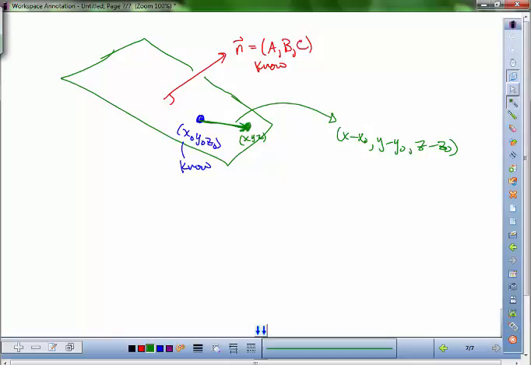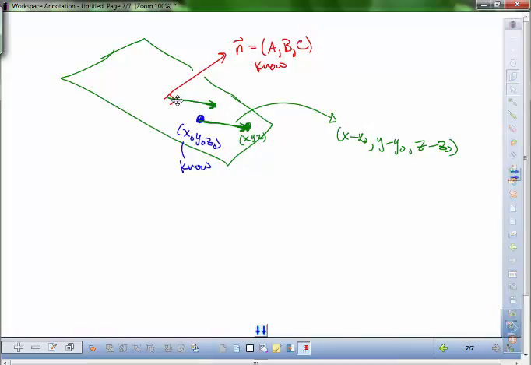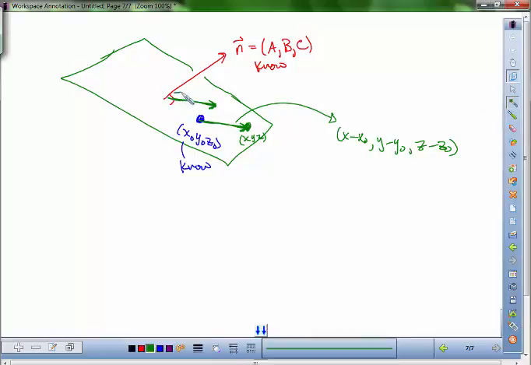Now, as long as this is on the plane, what can you tell about that vector compared to the normal vector? They're perpendicular, right? They have to be perpendicular. So let me add on a little symbol that says those 2 vectors are supposed to be perpendicular. It really doesn't look perpendicular, but we'll go with it.